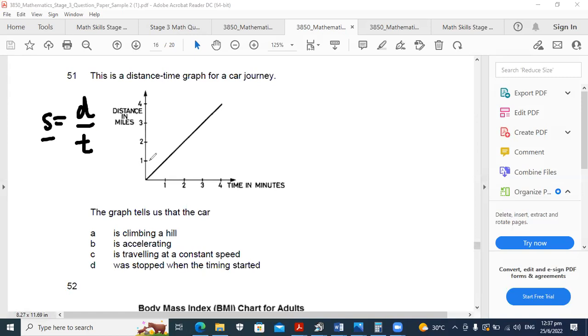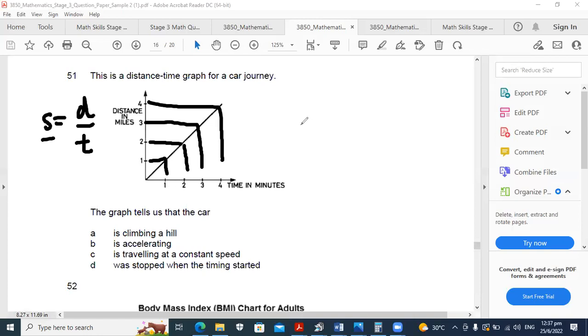If you look at this thing here, when the distance is 1, the time is 1. So if you divide 1 by 1, you get 1. Same thing for this one here, that's 2 divided by 2. 3 divided by 3. And 4 divided by 4. In other words, when you divide those two numbers, it gives you the speed. So the speed is, well, the speed is going up, not true?